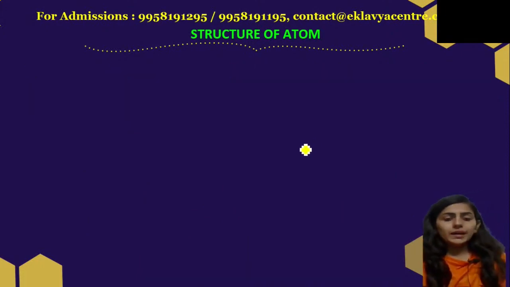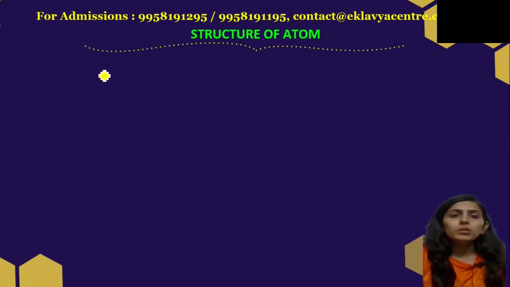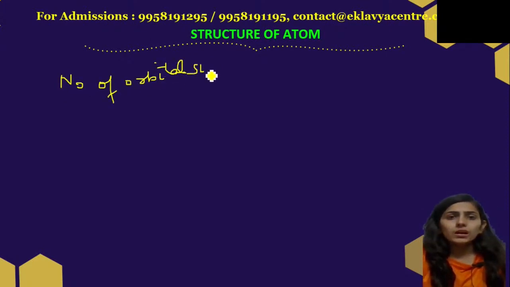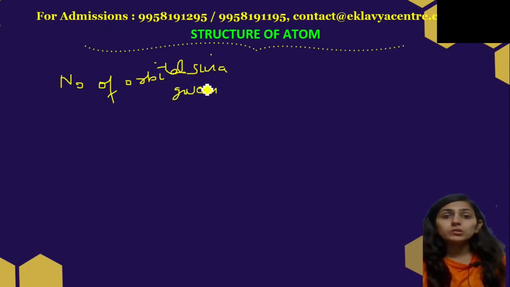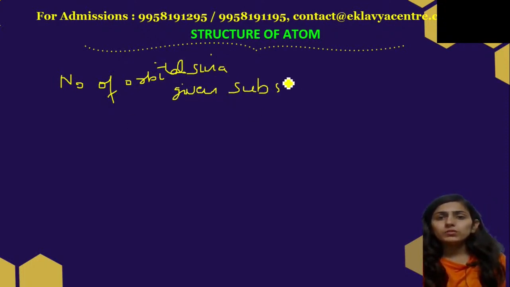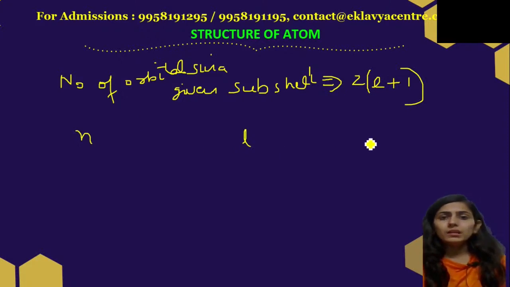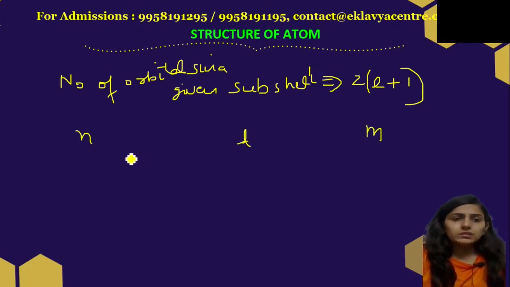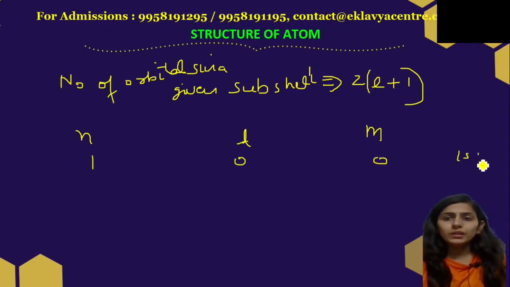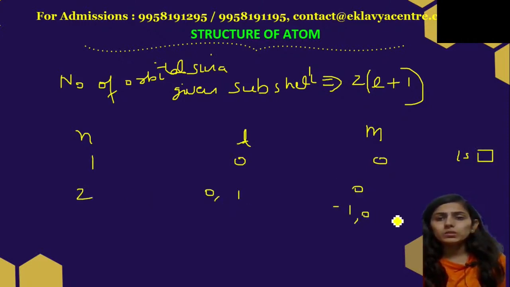Now suppose you are asked in the exam to find the number of orbitals in a given subshell. Its formula is: the number of orbitals in a given subshell is 2 into L plus 1. Right, beta? Suppose we have values of n, L and m. For n is 1, L is 0, so m is also 0. So we have 1s. For n is 2, L is 0, 1, so 0, and minus 1, 0, plus 1.